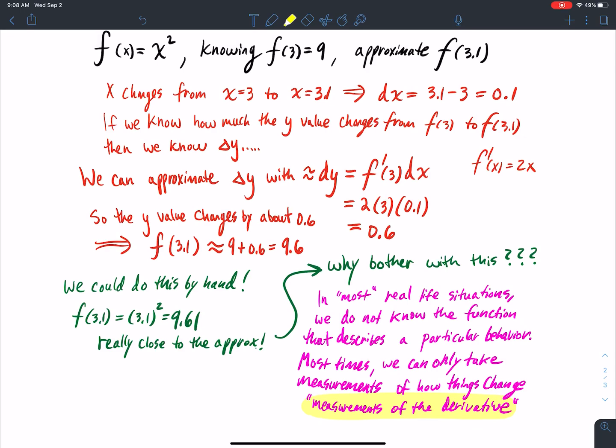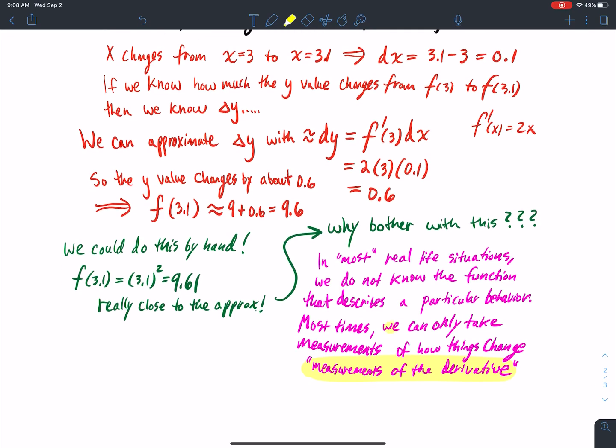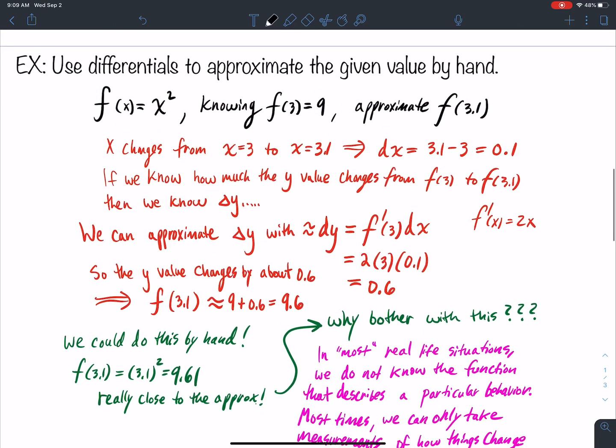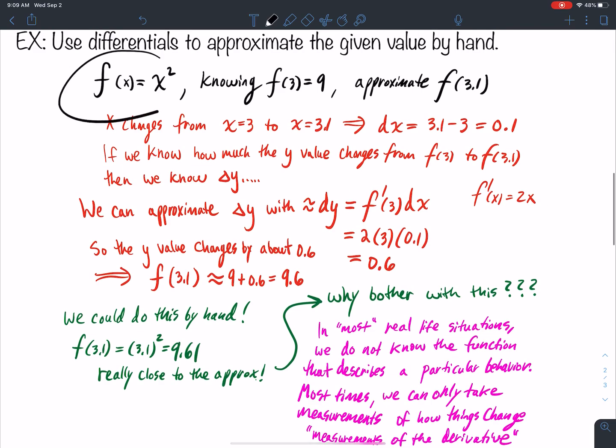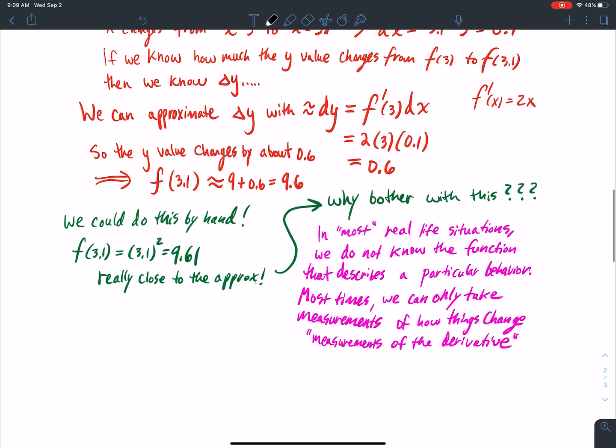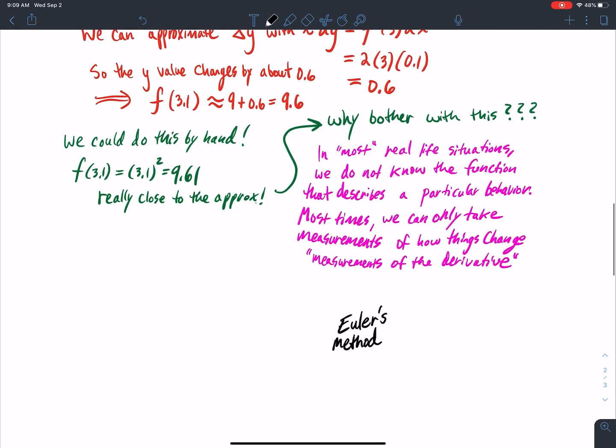So we may not have a function that models this. However, all we're given are just measurements of how it changed from one point to the next point, right? Maybe we are just told, at time 1, it increased 2 degrees. At time 2, it decreased 1 degree. At time 3, it increased 3 degrees, whatever, right? So we might just be given measurements of a derivative, how it changed. So this is why we bother with differentials, because in real life we don't just get handed some function that says f of x equals x squared. Okay? So this allows us to measure the change using calculus in real life situations.